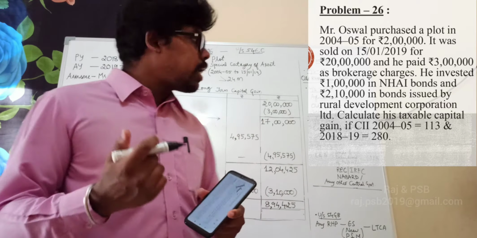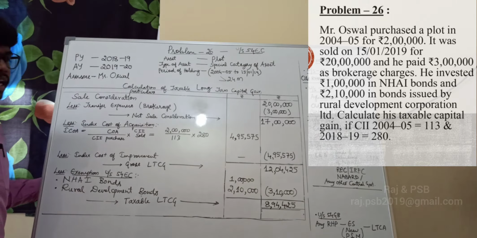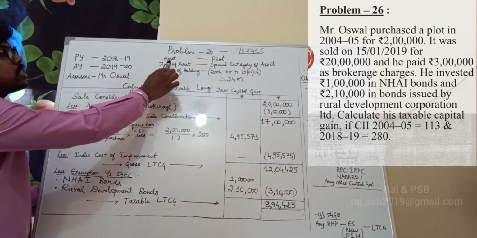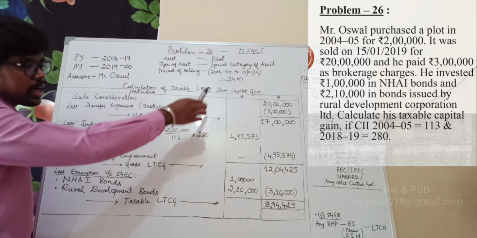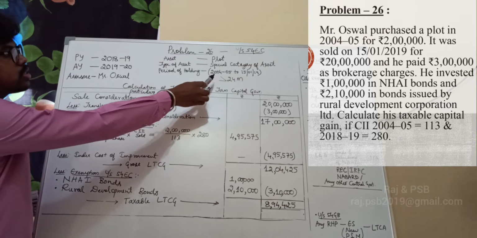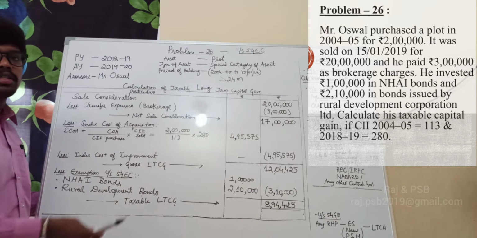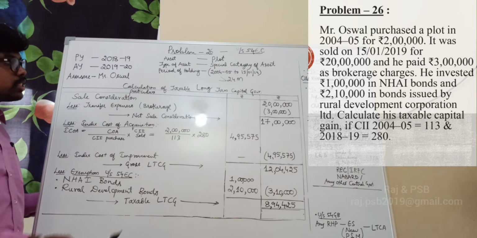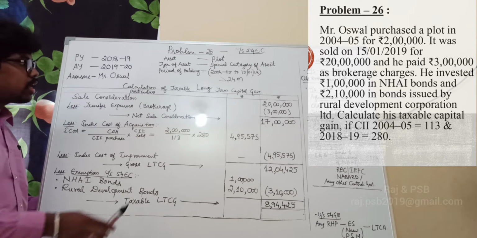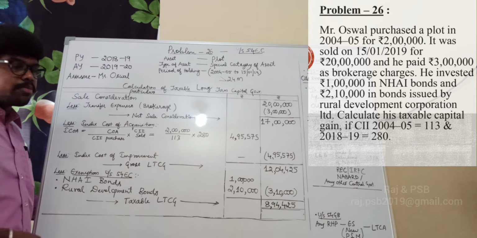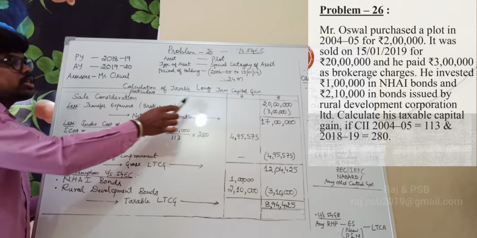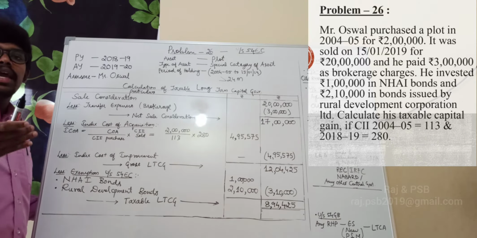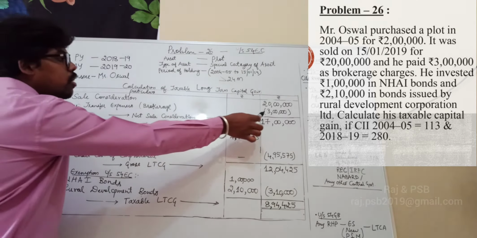So what is the problem saying? Previous year is 2018-19, assessment year is 2019-20, assessee is Mr. Oswald. The asset is a plot, a special category of asset. Period of holding: purchased in 2004-5 and sold on 15/1/2019, so it is more than 24 months, and it is treated as long term capital gain. In the calculation of taxable long term capital gain, sale consideration will be 20 lakh less transfer expenses, where he incurred brokerage charges of rupees 3 lakhs.